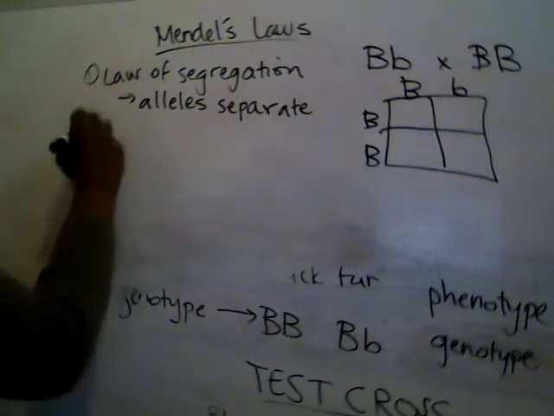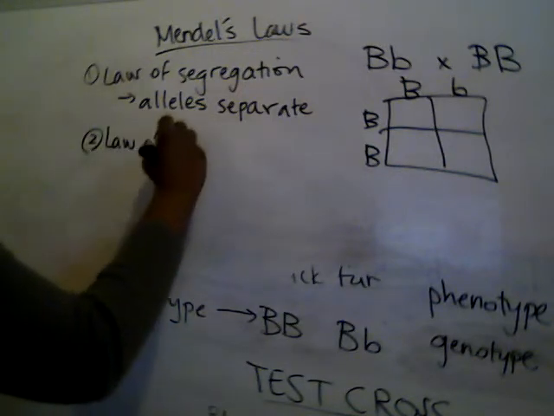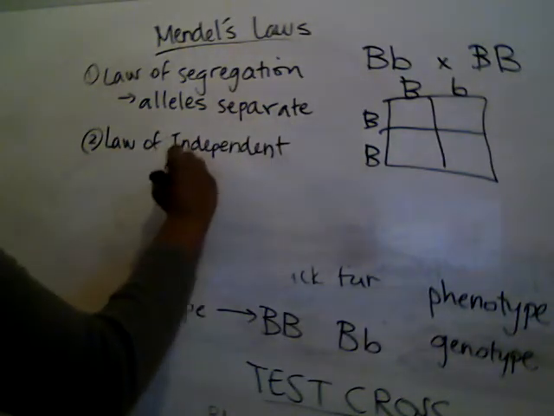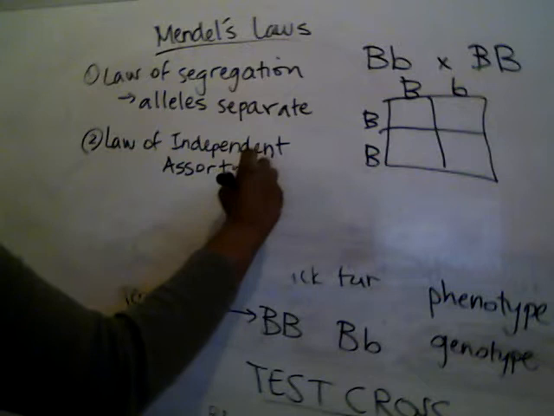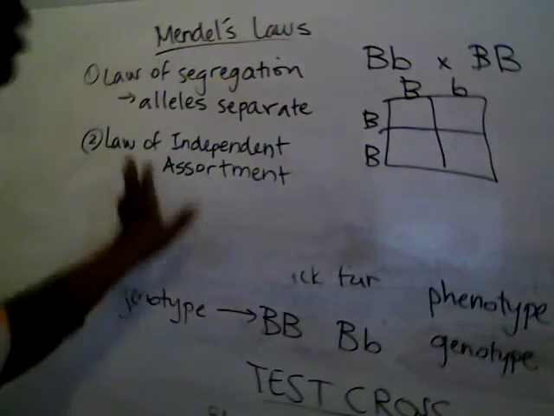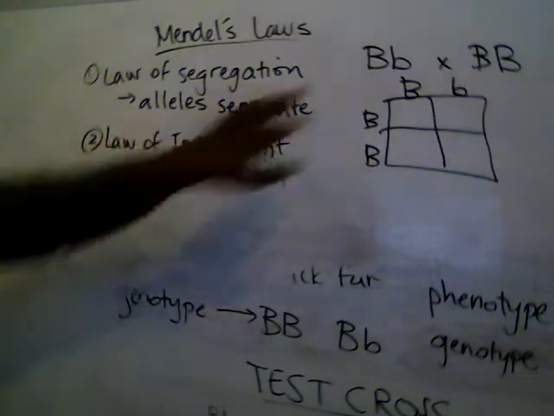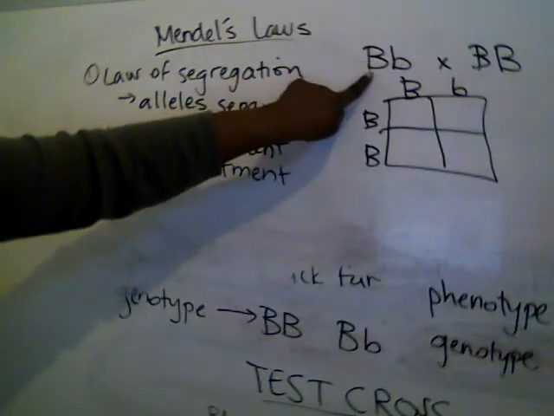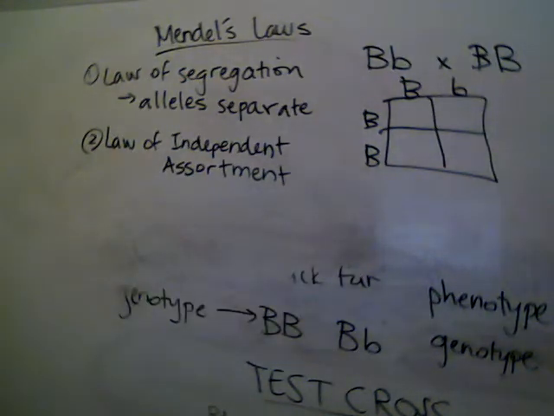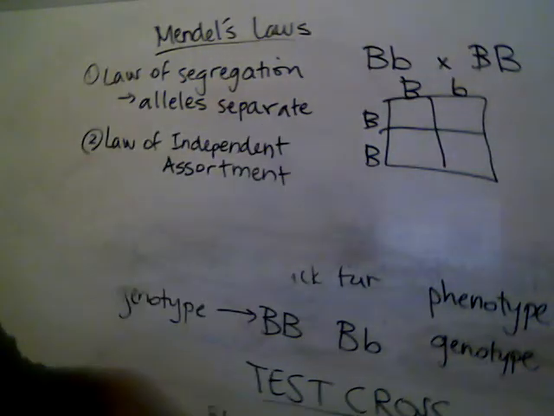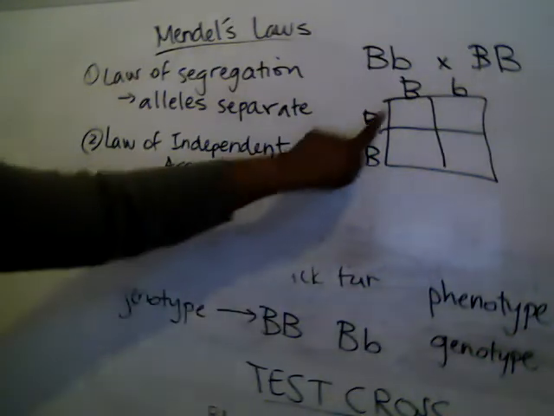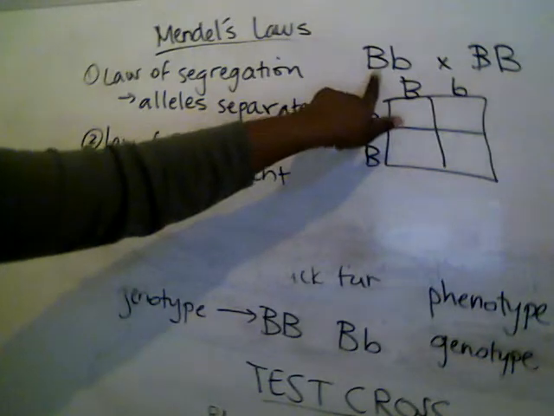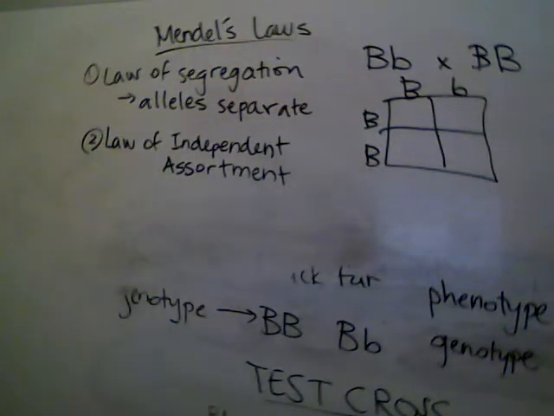Mendel's second law is the law of independent assortment. Independent just means something is not relying on something else. Assortment just means variety. So the law of independent assortment just means that even though these alleles can separate, nothing says that this big B has to always go to all their offspring, or that this little b has to always go to all their offspring. It's a mix and match as to which combination the child will get. So not only can these alleles separate, but they can recombine in different orders.